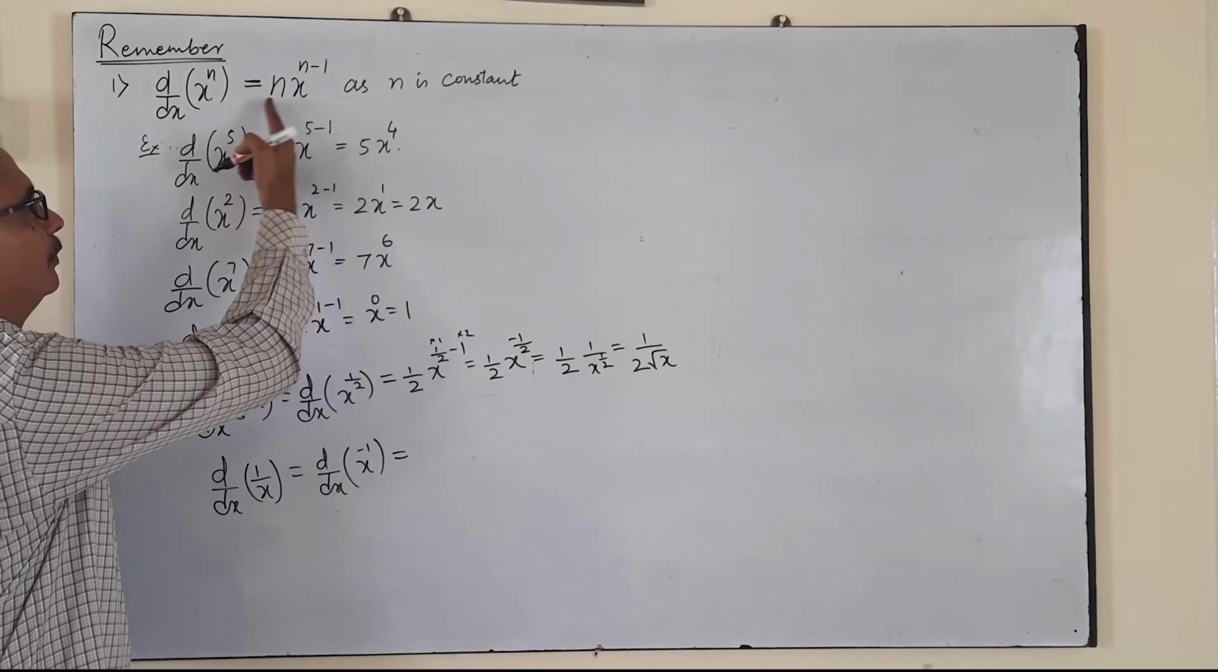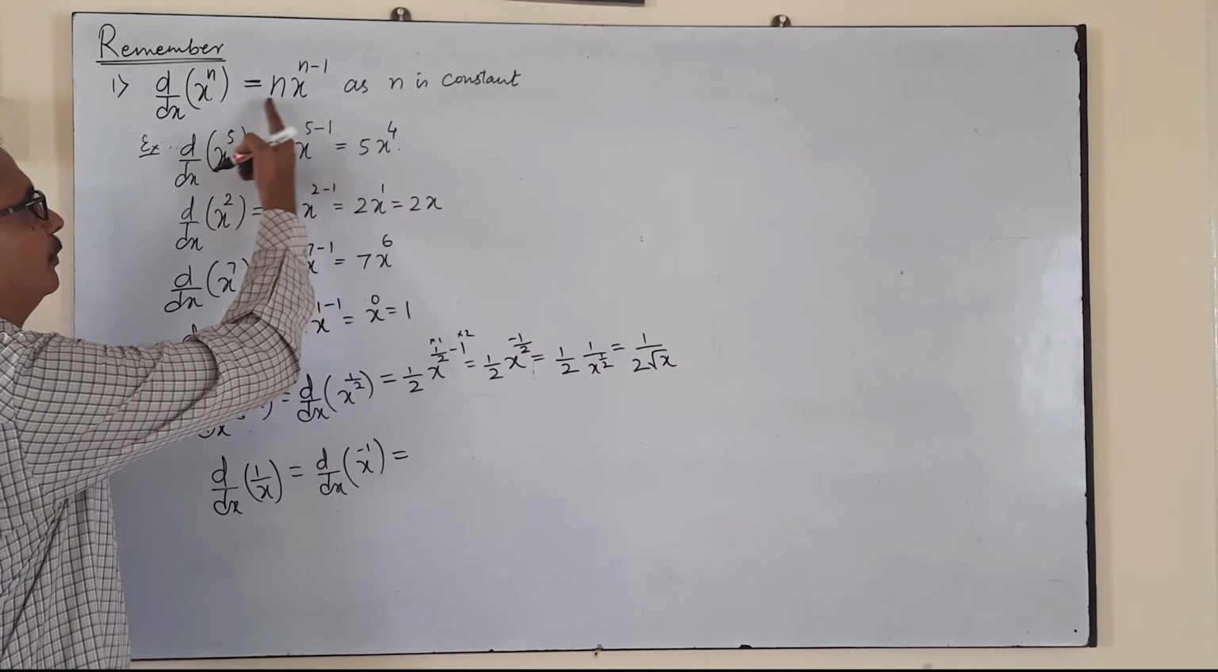Remember. Okay. Then what is the derivative of x power 10? Now it is in the form x power n. The n value is 10. X power 10 minus 1 is x power 9.